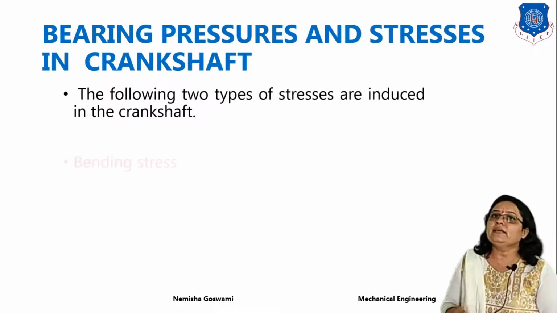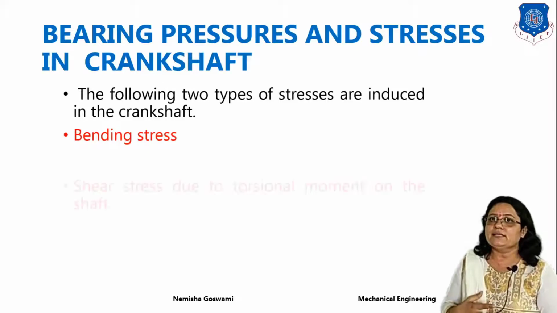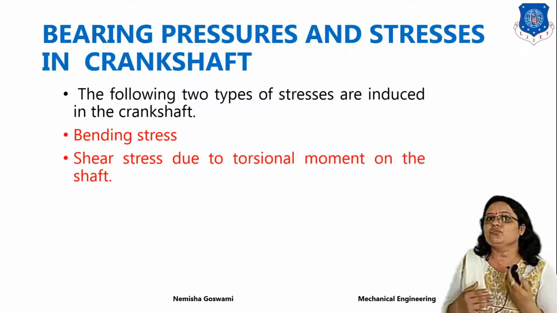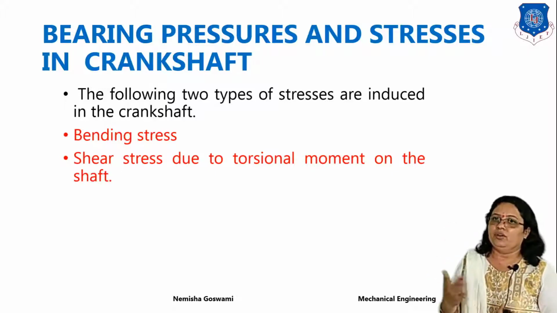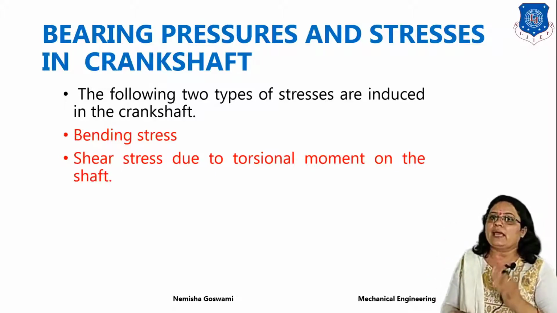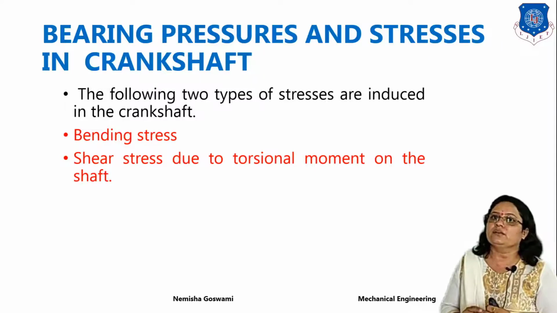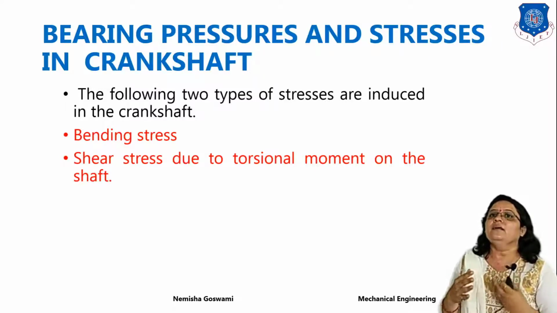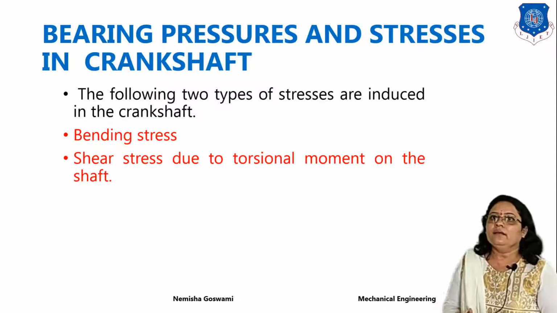Okay, so basically two types of stresses are generated in a crankshaft. We have already discussed bending stresses and shear stresses. Shear is due to twisting moment and bending is due to bending moment. We know the bending equation M by I is equal to sigma b by y. And here the twisting equation is T by J is equal to tau by r. So these are the stresses generated in the case of your crankshaft.